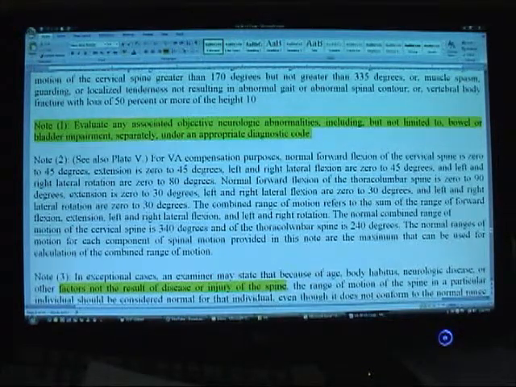For VA compensation purposes, normal forward flexion of the cervical spine is 0 to 45. The extension is 0 to 45. Left and right lateral flexion is 0 to 45 degrees. And left and right lateral rotation is 0 to 80 degrees. Normal forward flexion of the thoracic lumbar spine is 0 to 90 degrees. The extension is 0 to 30 degrees. Left and right lateral flexion is 0 to 30 degrees, and the left and right lateral rotation are 0 to 30 degrees.